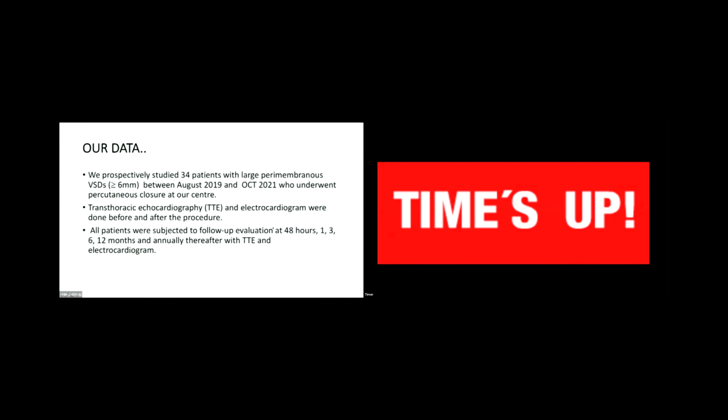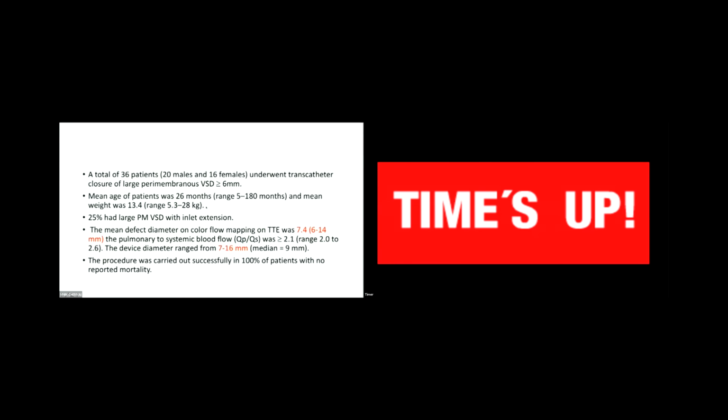We selected defects of 6 millimeter or more. We had 34 patients with large perimembranous VSD subjected to these symmetric membranous VSD occluders, and all have been followed up. Mean age of patients was 26 months, mean weight was 13.4 kg, and 25% had a large perimembranous VSD with inlet extension. Mean defect diameter was almost 7.5, and QpQs was more than 2:1.